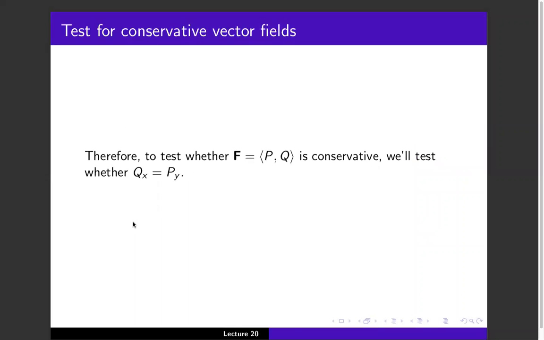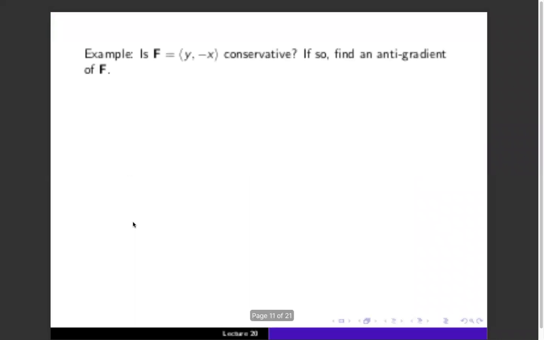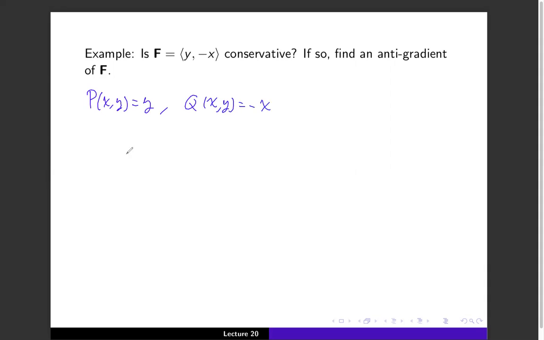So that's our test. To test if it's conservative, we'll just test whether or not q_x equals p_y. So let's consider, for example, our vector field from before. F is equal to y comma negative x. Is it conservative? Well, in this case, p of x,y is y, and q of x,y is negative x. The derivative of p with respect to y, in this case, is just the constant function 1. Meanwhile, the derivative of q with respect to x is the constant function negative 1.